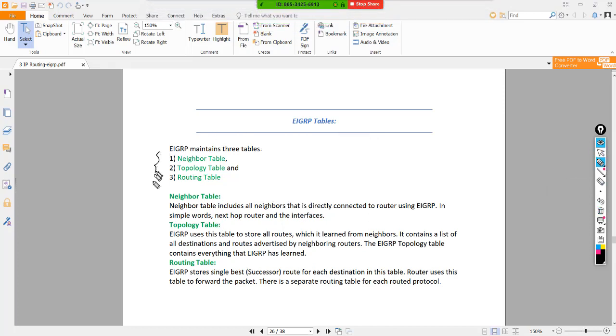The table goes the same for OSPF also. In case of OSPF also, you have the similar tables: neighbor, topology, or routing table. In OSPF we also call this the database table. In case of EIGRP, it's 3 of them: neighbor table, topology table, and routing table.